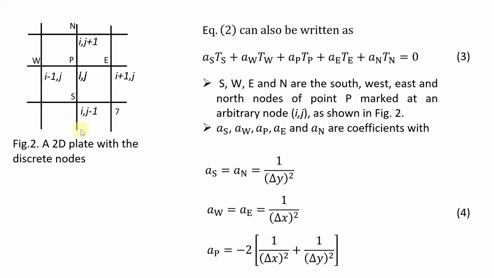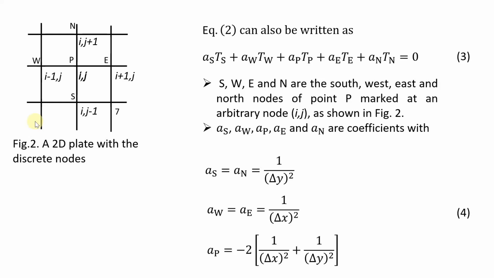So if we consider, as shown in figure 2, node ij as point P, then node i plus 1 j will be the point towards the east of point P. We mark this as capital E. The node i j plus 1 will be towards the north of point P. We mark it as point N. Node i j minus 1 will be towards the south of point P. We mark this point as point S. And node i minus 1 j will lie towards the west of point P, and we mark this as point W, as shown in figure 2.